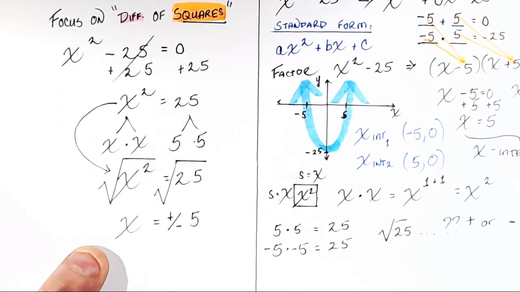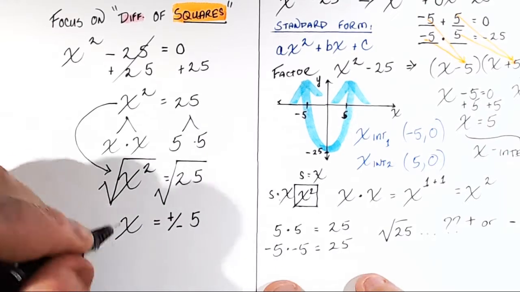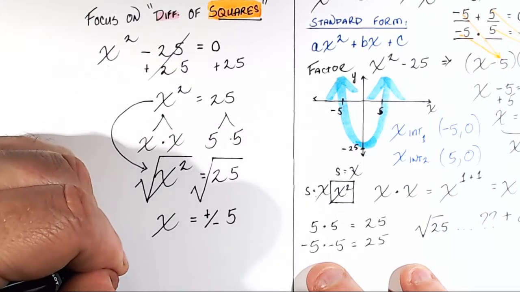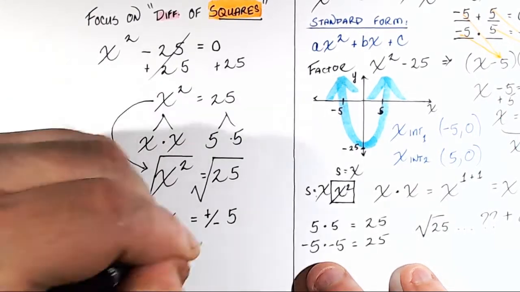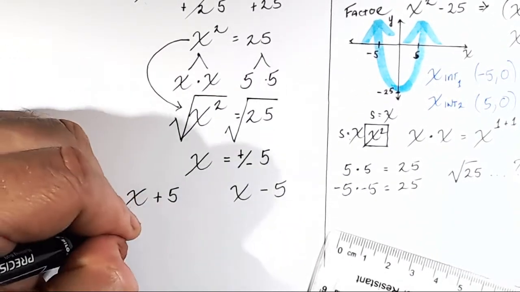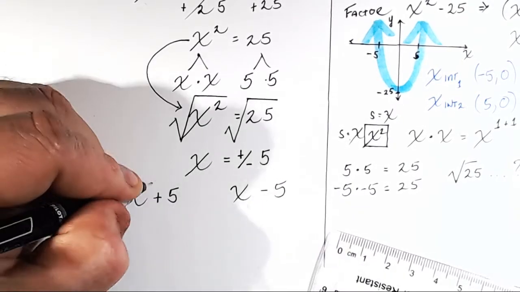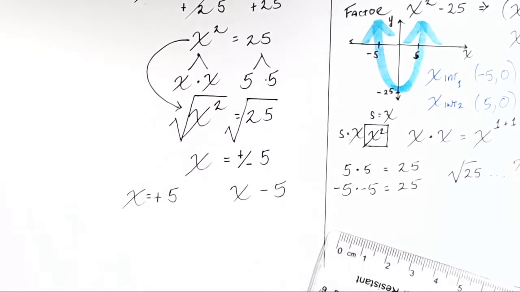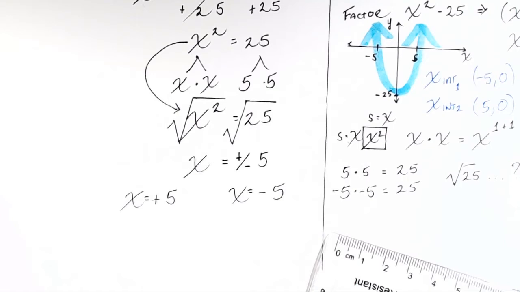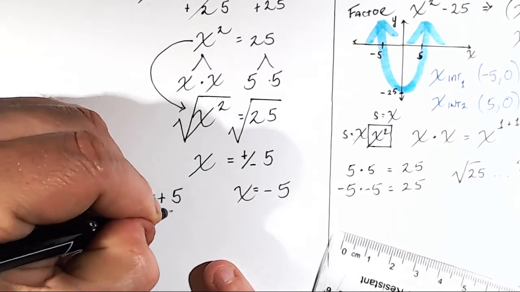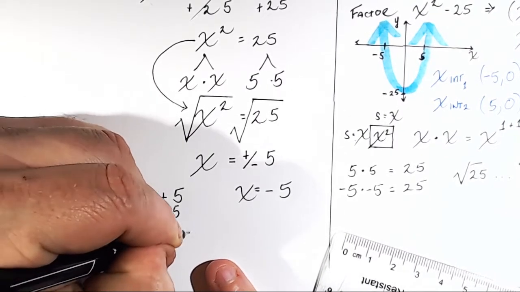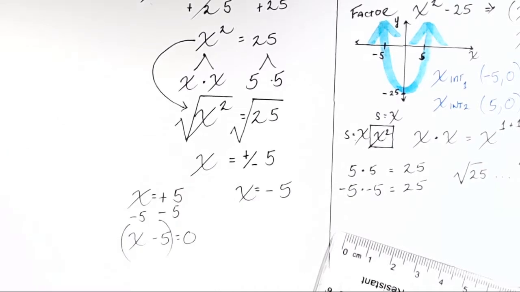Now this can be turned back into the factors by, you could create two equations. You have x plus 5 and x minus 5. How did I get that? Well, because x equals positive 5 and x equals negative 5. So if I want to get my factors back, I can subtract 5 from both sides here. Now I have x minus 5 equals 0. There's a factor.